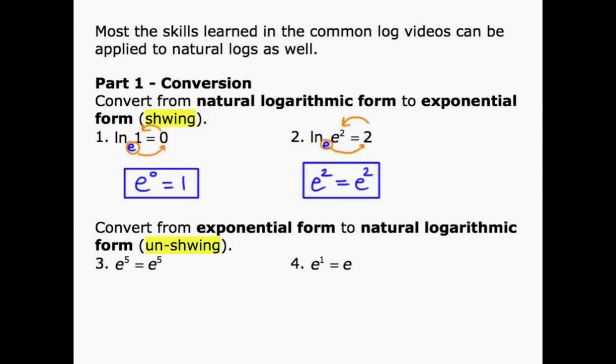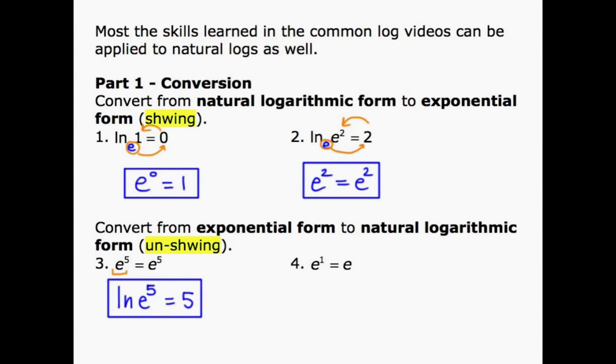Let's reverse the direction and go from exponential form to natural logarithmic form. Remember, the trick in doing that is to focus on your base. In this case, the base is e, which means I'm going to use ln notation. So I'm going to end up getting the natural log of e to the 5th is equal to 5.